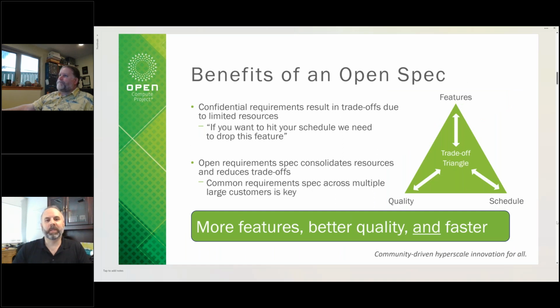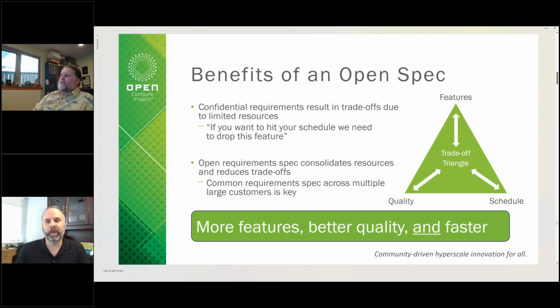All right, so I just want to talk a little bit about some of the benefits of doing this open spec. I think most people understand this, but it's good to touch on some of the key benefits we see this providing for us. So clearly, with confidential requirements, I think everybody understands there are trade-offs because you have limited resources in the industry. And so when you get these specs from different customers, you've got to have siloed teams, and all those confidential requirements mean you can't pool your resources very easily.